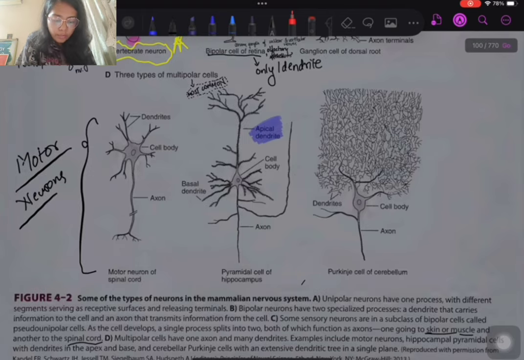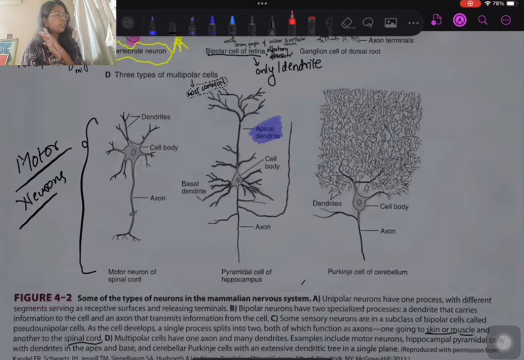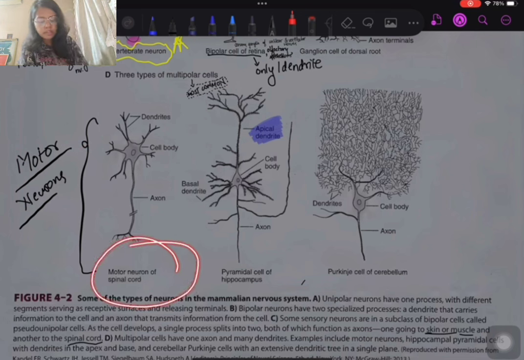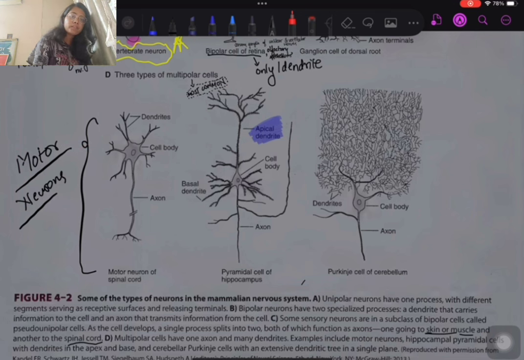Next we have multipolar. You may basically see in all types of neurons there will only be one axon. The number of dendrites may vary. The axon will always be one. So multipolar cells are present in motor neurons. It is in the motor neuron of the spinal cord. So if anyone has written motor neuron, then you should answer multipolar.